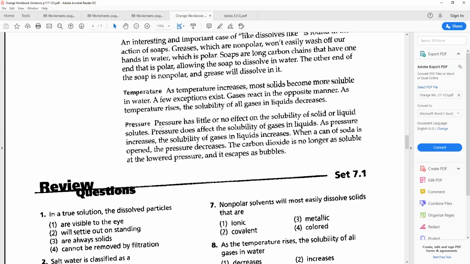Pressure only affects gases, not solids, not liquids. As the pressure increases, the solubility of the gas increases. So pressure has no effect on solids or liquids, but as the pressure increases, the solubility of gases in liquids increases.